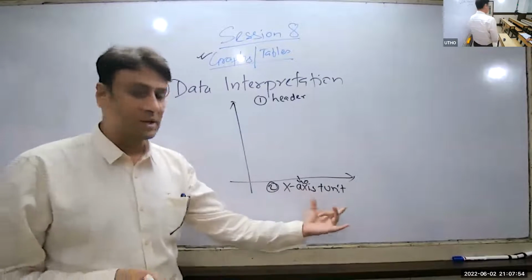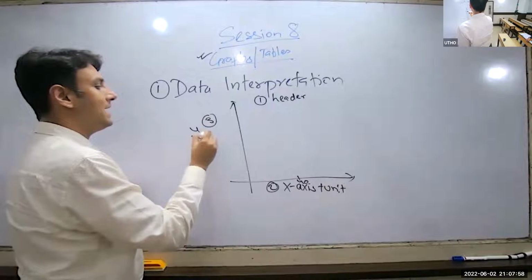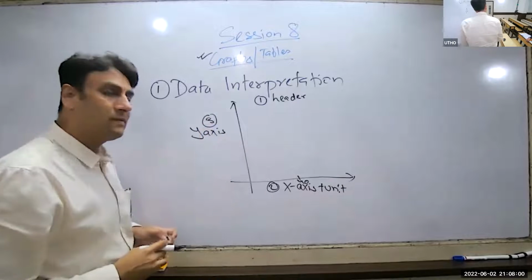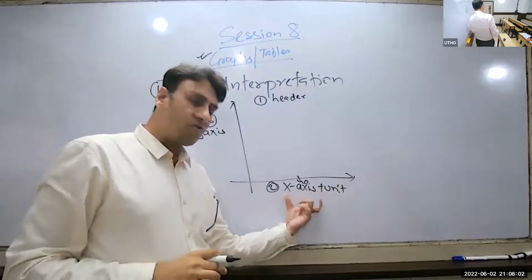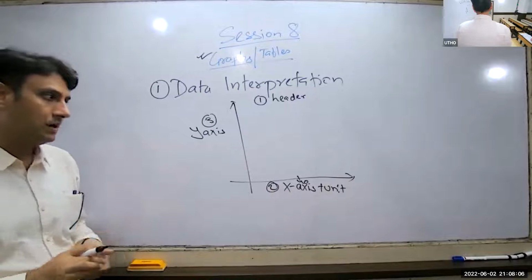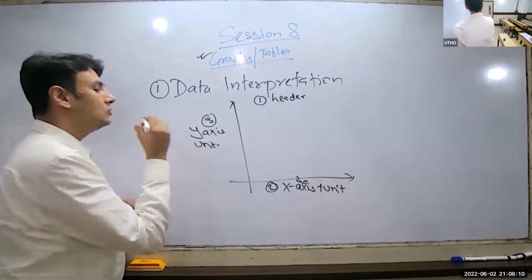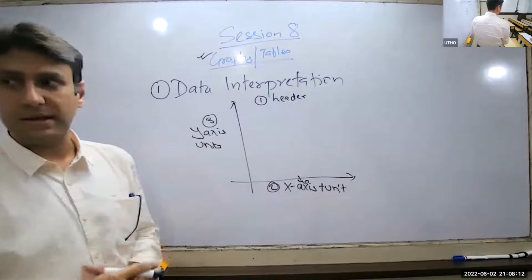So what is the unit given? Third thing to know, the y-axis. What is given on the y-axis? This is generally called independent, and this is called dependent. You must have studied this in linear equations. So what is on the y-axis, and what is its unit? Note that down.